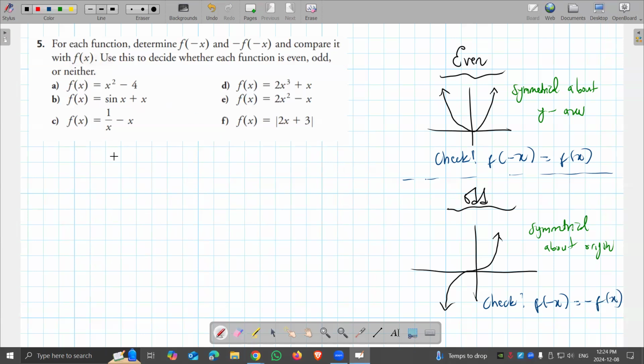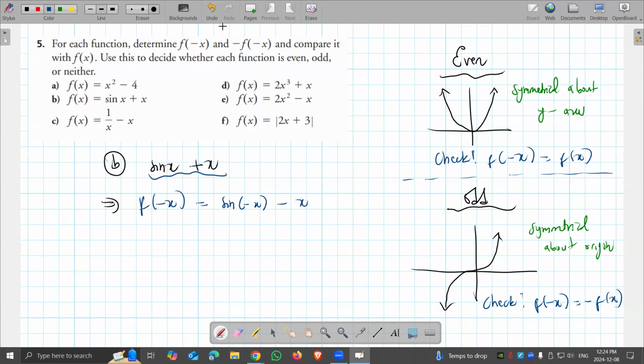B is hard. I don't know why this is here. Sine x plus x. Not a whole lot changes though. So let's plug in f of minus x. So why don't you tell me, if this is f of x, what's f of minus x? Sine of negative x minus x. Yes. So sine of negative x minus x, yeah?